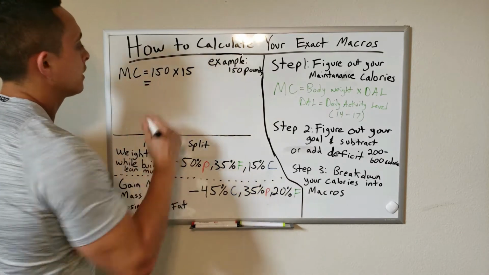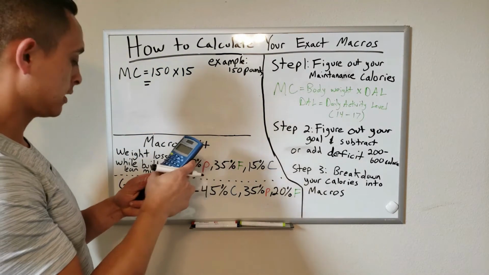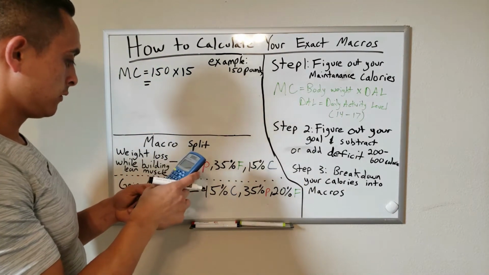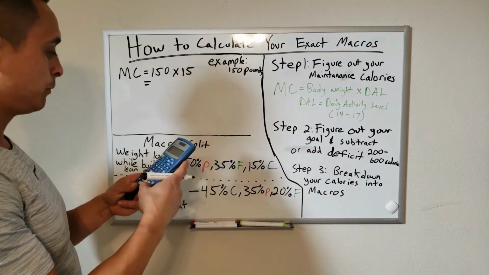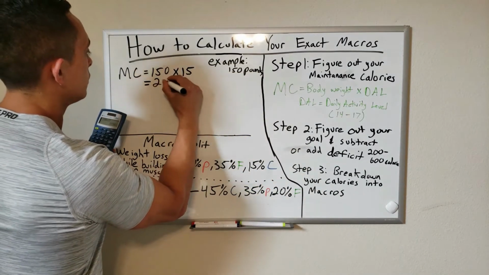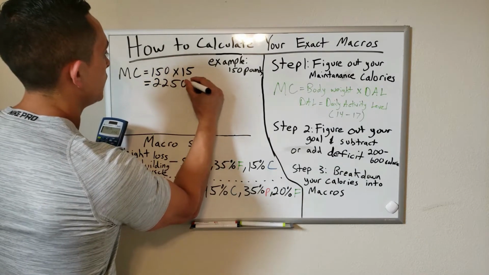Okay, so that gives you, let's pull up my calculator, 150 times 15. You're going to get 2,250 calories.